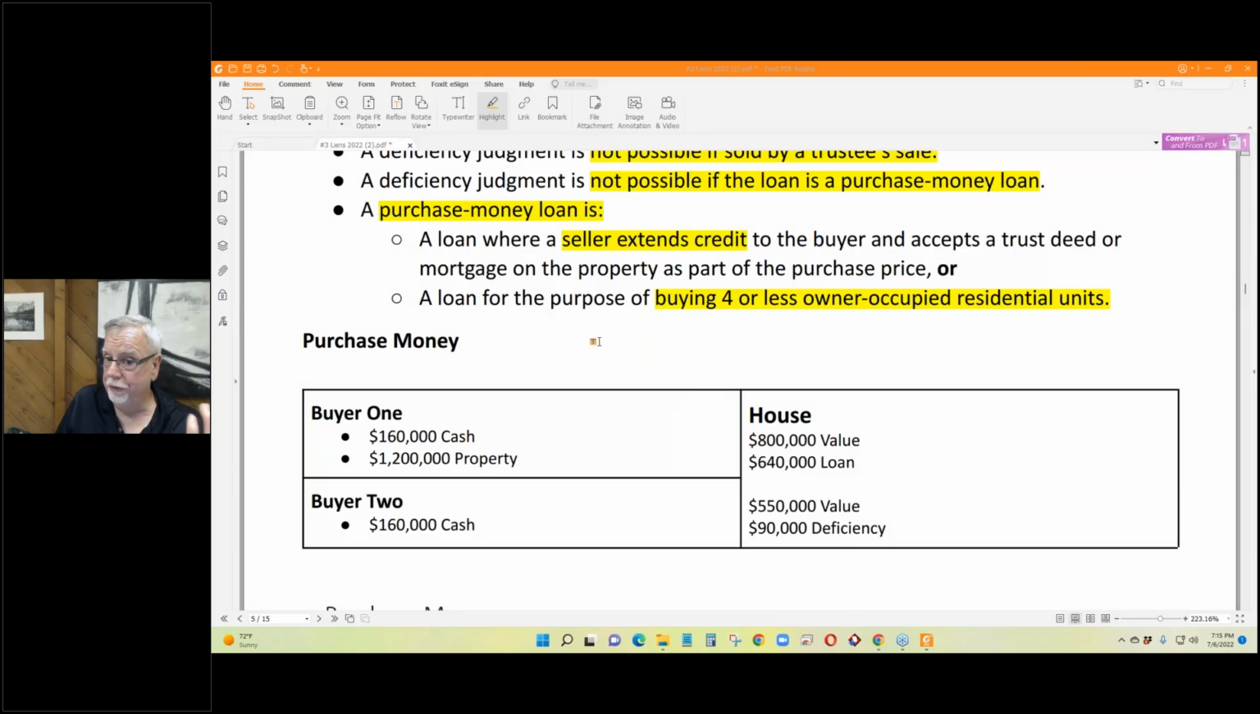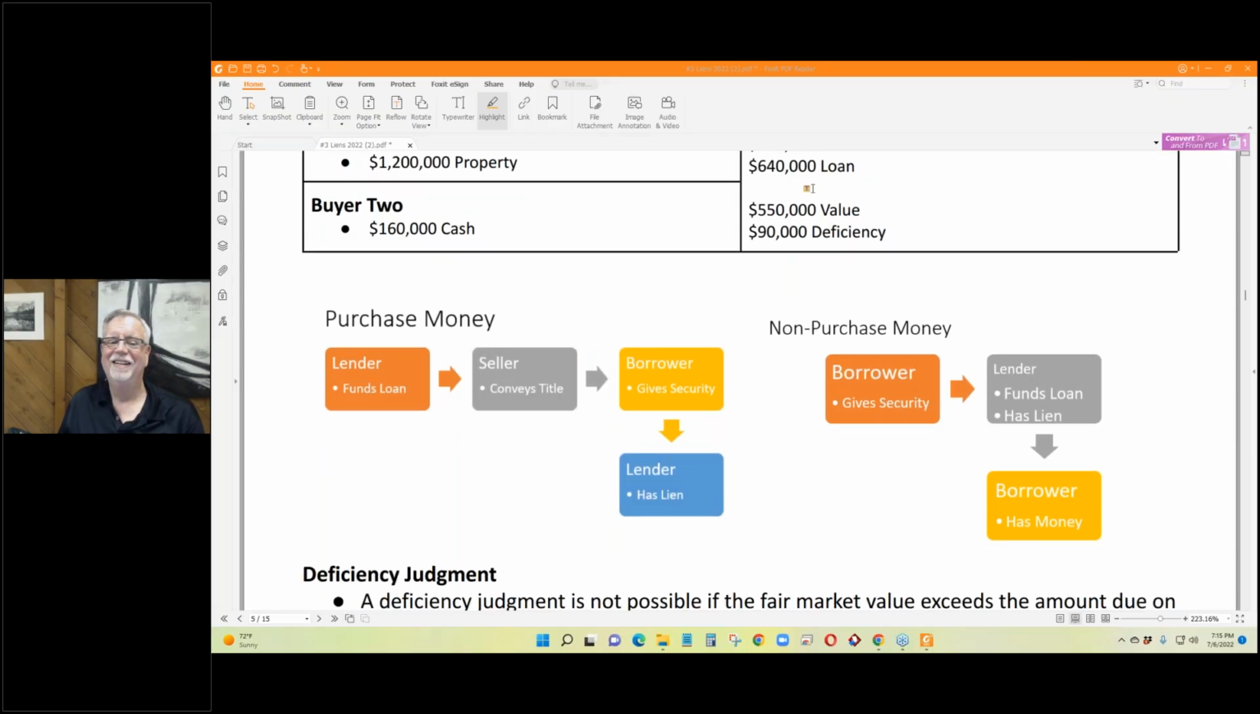Now, if I haven't worn you out yet on purchase money loans, let's look at the diagram. So if it's a purchase money loan, notice there's more boxes because you have a lender who funds the loan, the seller who conveys the title to the borrower who then can give the security to the lender, and the lender has a lien. You understand in that sequence, the first thing that has to happen in buyer number two is the lender's got to put money in escrow because buyer number two doesn't own anything. And buyer number two won't own anything until the seller conveys the title, which the seller is not going to do until the seller's been paid.